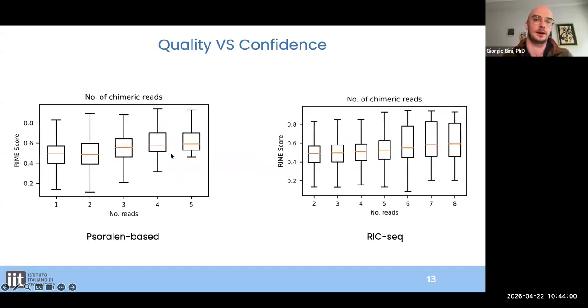And finally, we analyzed the relation between the confidence of the model, which is represented by the RHYME score, and the quality of the data, which is again represented by the number of chimeric reads. And as we can see, there is again a nice monotonic trend, suggesting that we can use the RHYME output score as a proxy of the quality of the underlying data.